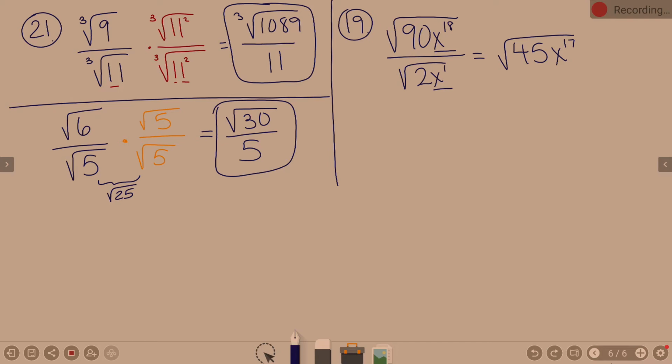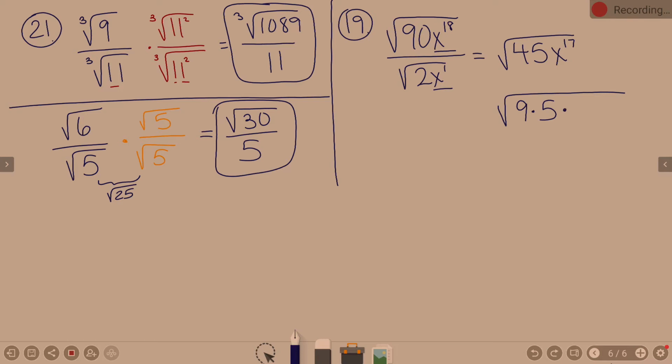Square root of 45. Is 45 a perfect square? No, 45 is not on my list, is it? But think perfect squares. What on this list can divide into 45? And that's a 9, isn't it? So I'm going to rewrite this. 45 divides by 9, and it's 9 times 5. So under my radical, 9 times 5, that's still 45.